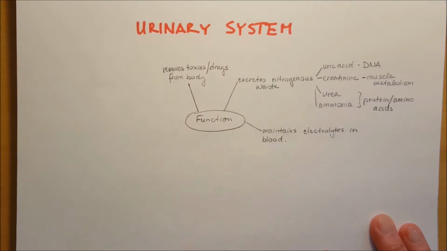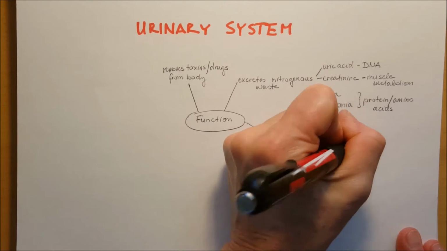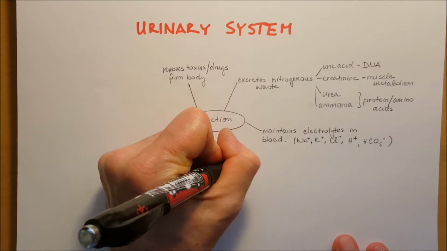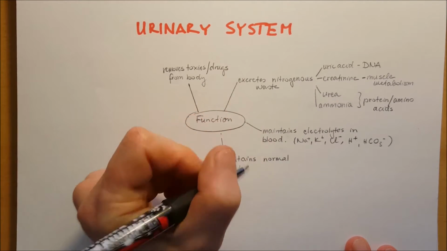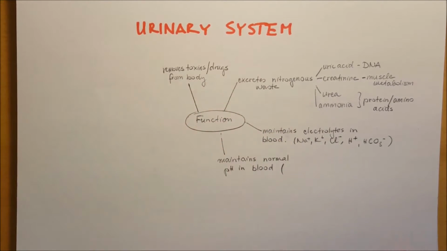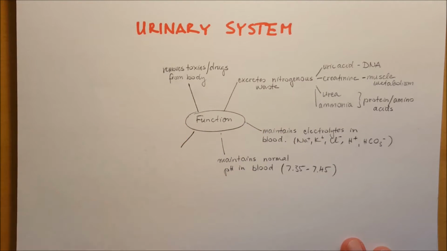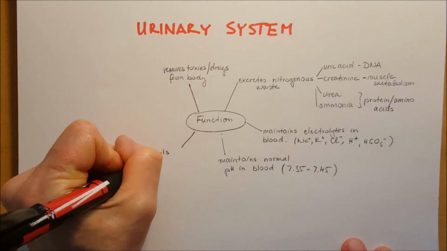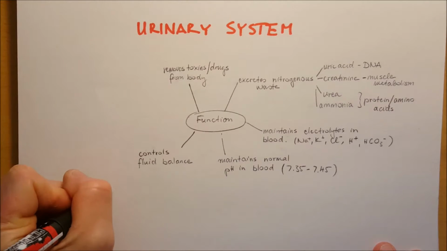Maintains electrolytes in the blood such as sodium ions, potassium ions, chlorine ions, protons, and bicarbonate ions. Maintains normal blood pH, 7.35 through 7.45, as well as controls fluid balance in the body. If it's too much, get rid of it. If it's not too much, well, conserve it.